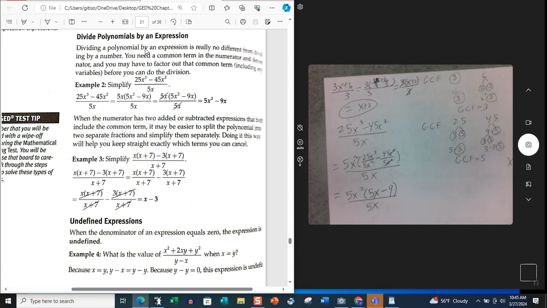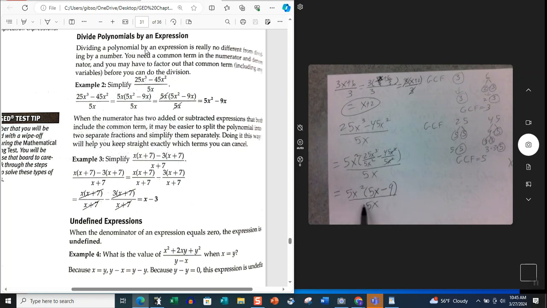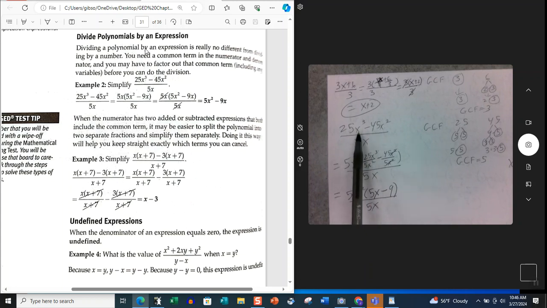Now, one thing I didn't say in the first example is this here. Before we simplify this whole fraction, if you took this 5x squared and multiplied by this parenthesis, it should give you what you originally started with. 5 times 5 is 25. X squared times x is x cubed. 5 times a negative 9 is negative 45, and you will bring over your x squared. So that lets us know that we have not changed the problem.